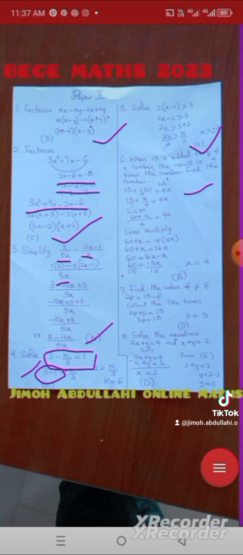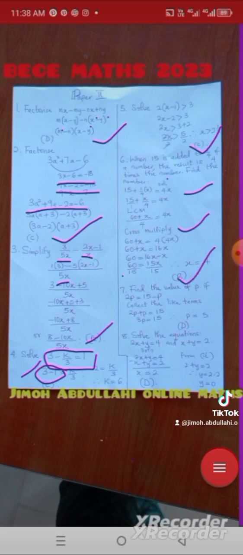If I find the LCM, I'm going to have 4 times 1, 4. So 1 goes in 4, 4. 4 times 15 will give me 60. Then 4 goes in 4, 1. 1 times x will give me x equals to 4x. So when you cross multiply, you are going to have something like this. You collect the like terms, divide both sides by 15, you are going to have 4. So our answer is B.